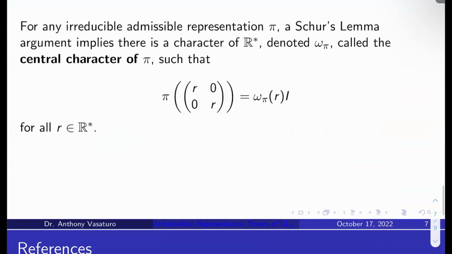Okay, one last little slide. I'm also going to define central character for you. This is a term I've been using for a couple of videos. For any irreducible admissible representation pi of G, a Schur's lemma type argument implies that there's a character of R star, which we'll denote by omega sub pi. And this is called the central character of pi. And what does the central character do? It governs how the representation behaves on scalar matrices, essentially. So it has the property that pi of the matrix R 0, 0 R is just omega sub pi of R times I, where I is the identity matrix. And this should hold for all R in R star. Okay, and so that's what the central character is.